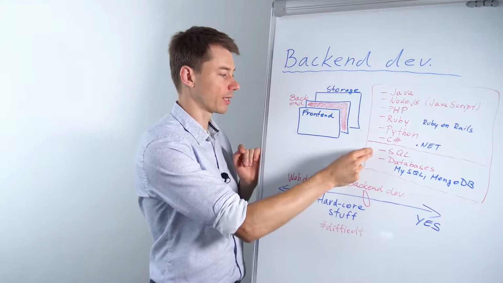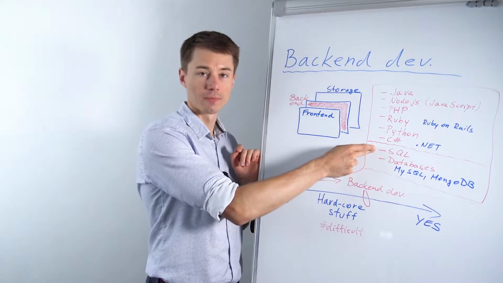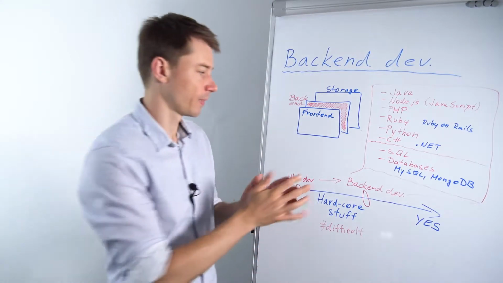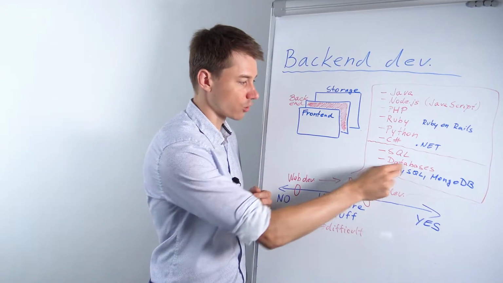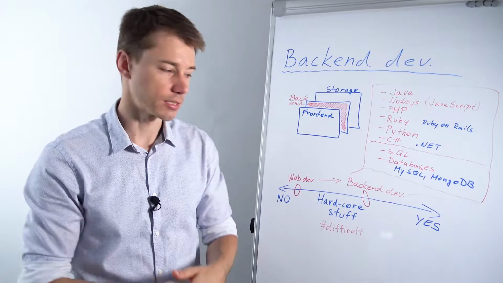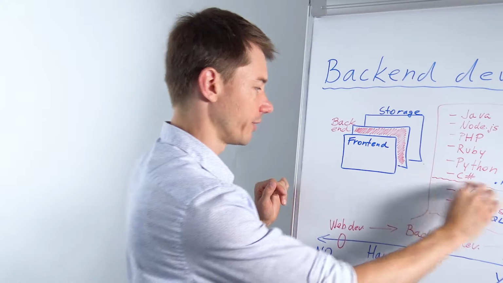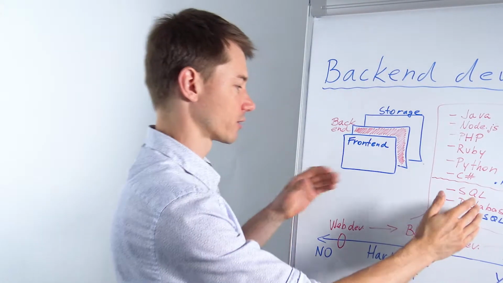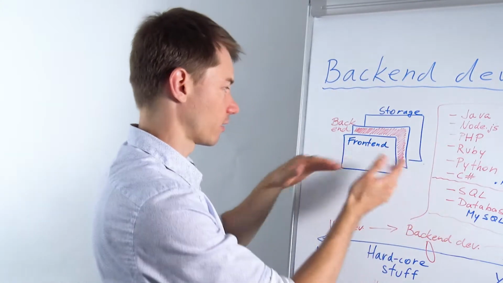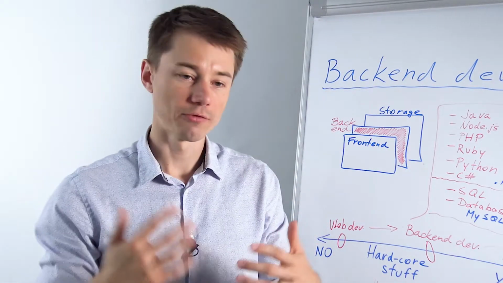Every backend developer usually works also with the database, so he or she needs to know SQL. SQL is a structured query language. We talk about SQL in a different video. And databases such as MySQL or MongoDB. MySQL is a relational database, and MongoDB is a non-relational database. So this is what a backend developer usually knows. Here you can see it's below the line because this part is already the storage part, and we talk about backend developers who focus on the backend systems.